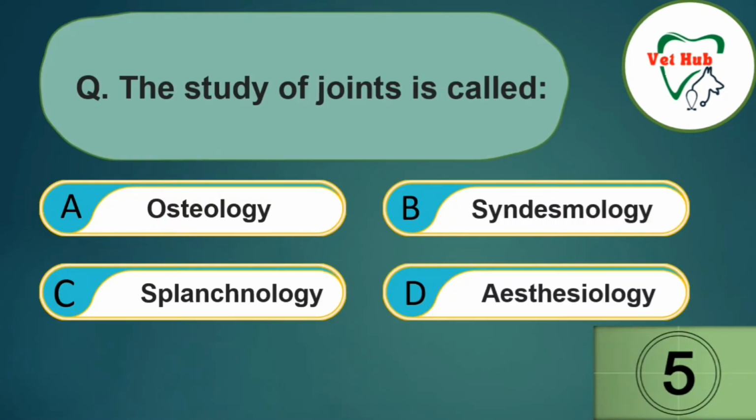And the next question is quite easy, and the question is, the study of joints is called, and the options are option number A, osteology, option number B, syndesmology, option number C, splanchnology, and option number D, aesthesiology. And your time begins.